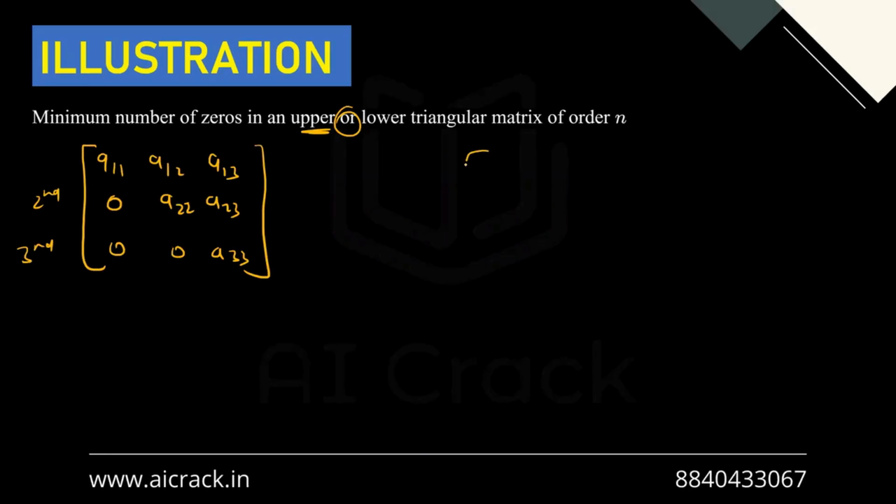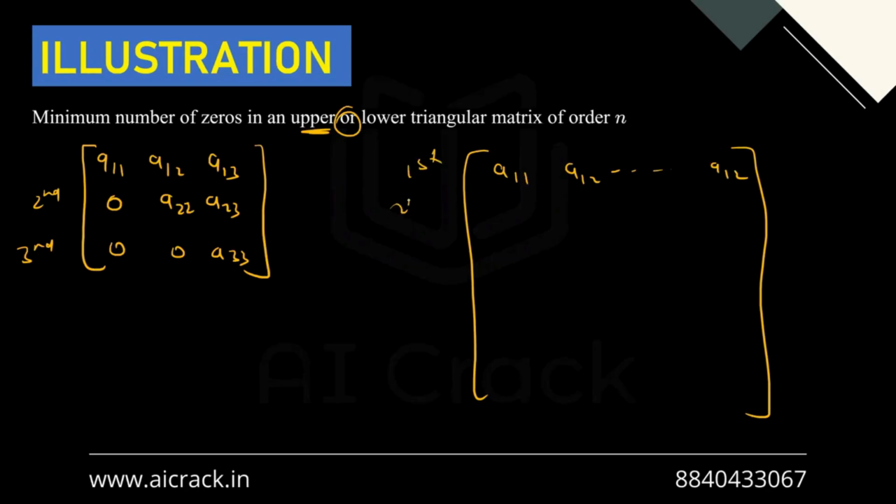Similarly, if I try to write down an n cross n upper triangular matrix, I'll get A11, A12 till A1n. So this is the first row. In the second row we'll have 1 zero, in the third row 2 zeros, in the fourth row 3 zeros. So in the nth row we'll have n minus 1 zeros.